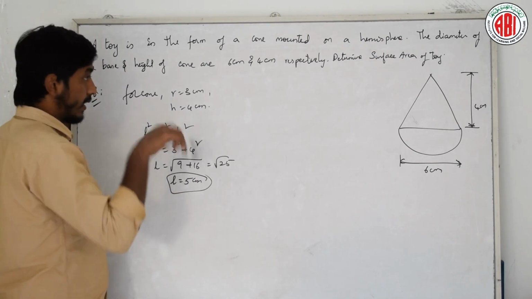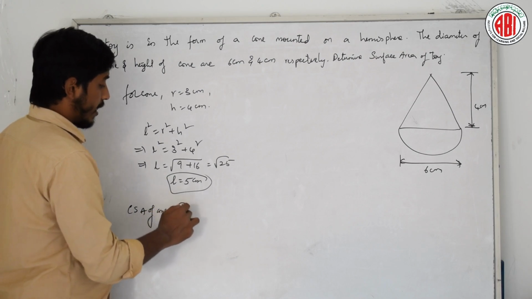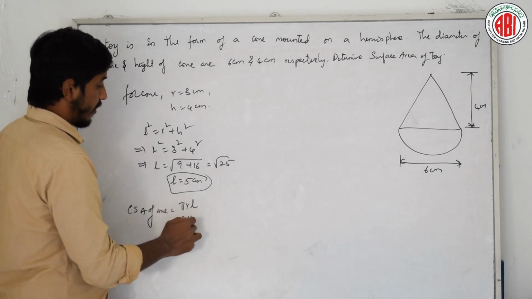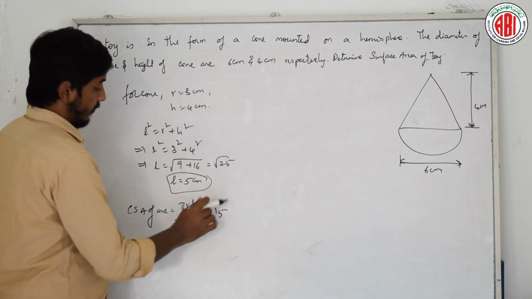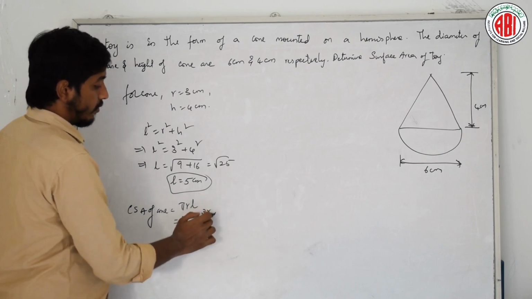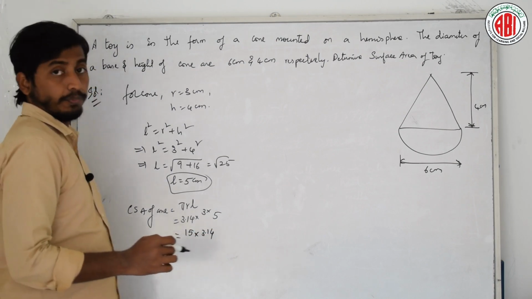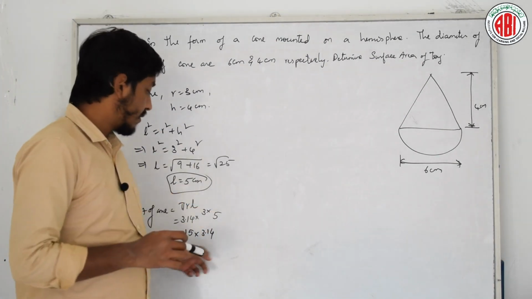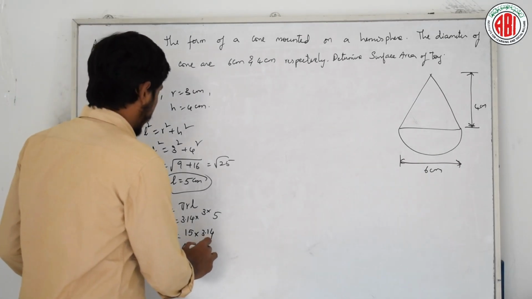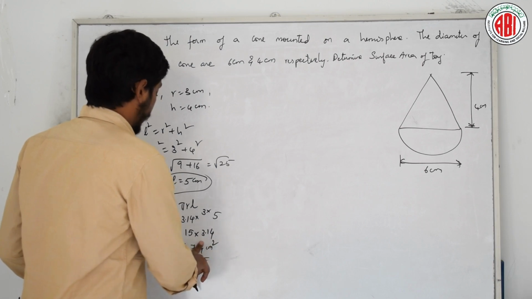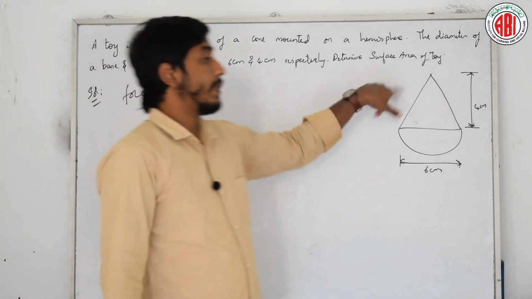What is the formula of CSA of a cone? CSA of cone is pi R L, that is 3.14 into what is R? 3 into what is L? 5. So 3 into 5, that is 15 into 3.14. Now tell me what is the answer for this? That is 47.1 centimeter square. Is it right? That is the surface area of the cone.